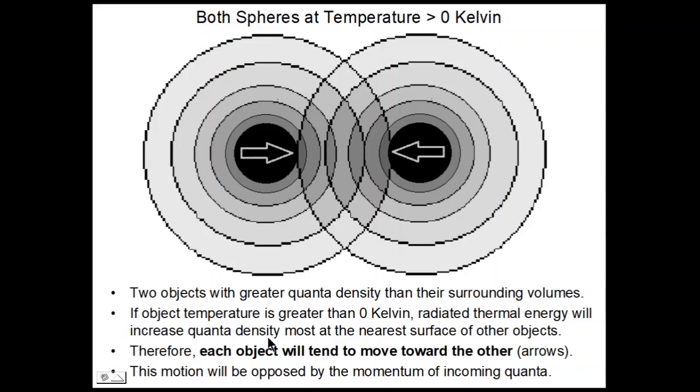the nearest surface of the other objects. Therefore, each object will tend to move toward the other. This motion will be opposed by the momentum of incoming quanta. Quanta from here will oppose the rightward motion of this object.